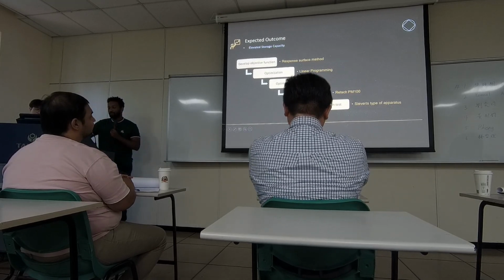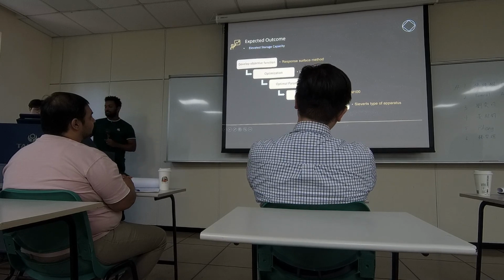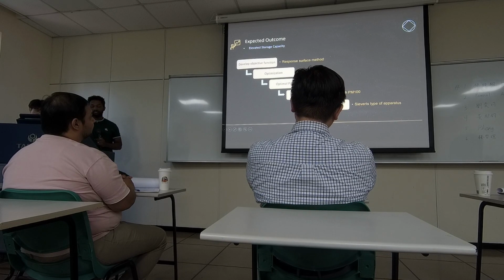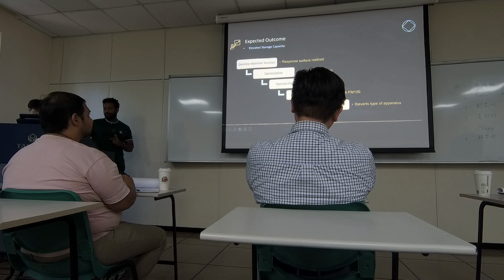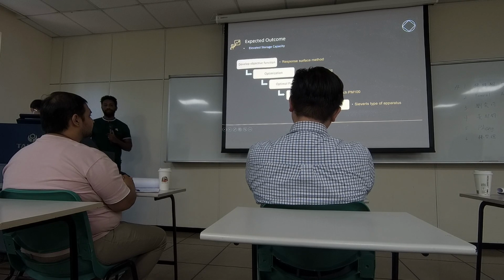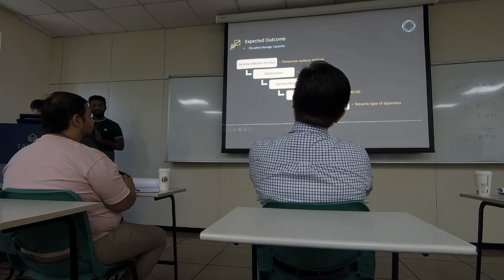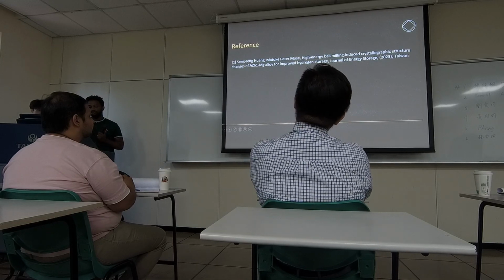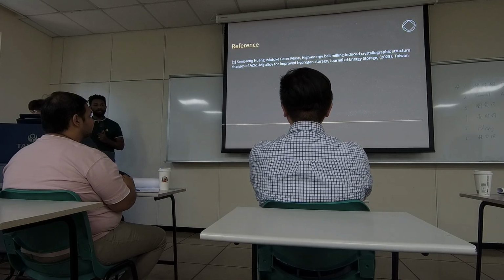The machine we are going to use is a Retsch planetary ball milling machine. So we do ball milling. After that, on the resulting powder, we are going to do the hydrogen test. We use several types of apparatus here. This is all about our proposal. This is our reference.